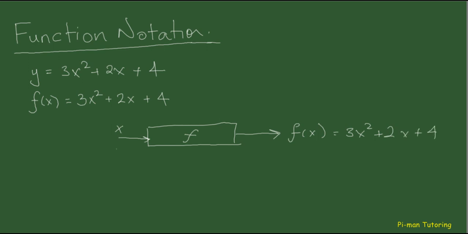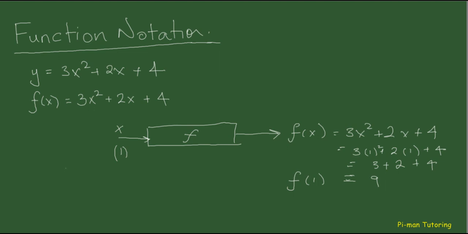So a value of x is fed in, let's say a 1 is fed into this function, and what comes out the other side is 3 lots of 1 squared plus 2 lots of 1 plus 4, which is just 3 plus 2 plus 4, which is 9. So this function has the effect of taking an input value of 1 and converting it into an output value of 9. And so we can write that f of 1 is equal to 9. That's function notation.